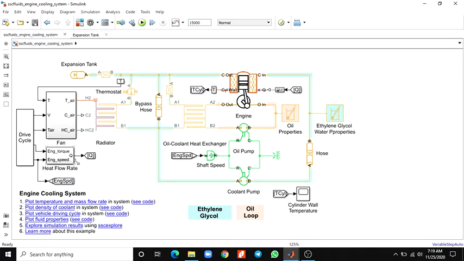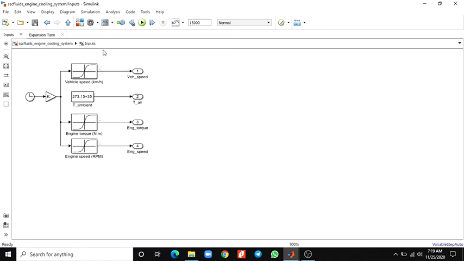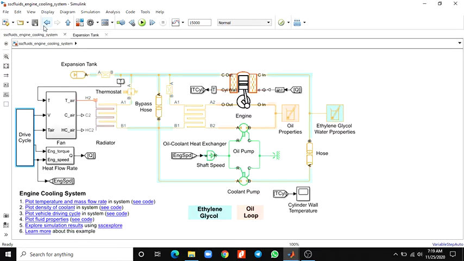This model contains subsystems: the engine subsystem, heat flow rate subsystem, fan subsystem, air subsystem, and also the drive cycle subsystem. Here the drive cycles are set by vehicle speed. These are the inputs of this engine cooling system model: vehicle speed, ambient temperature, torque and engine speed.